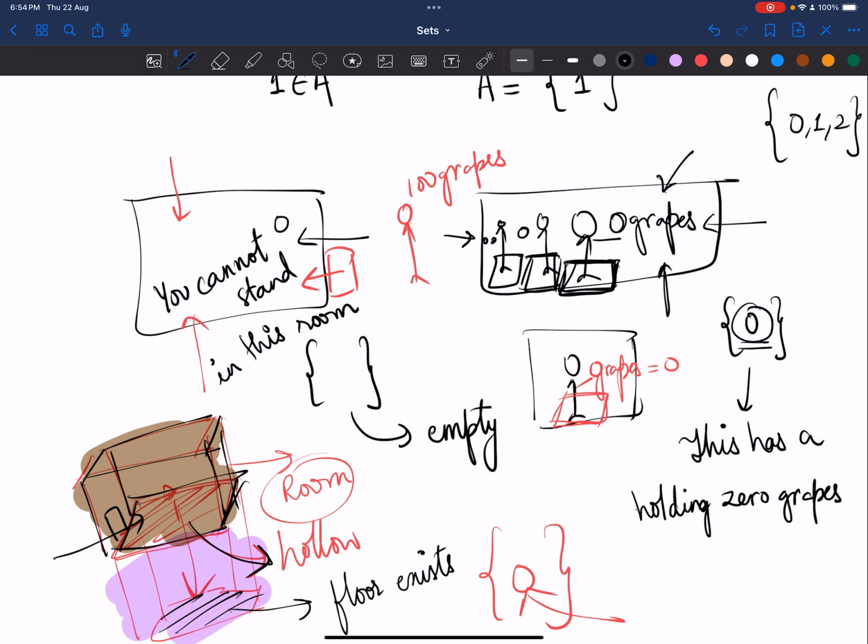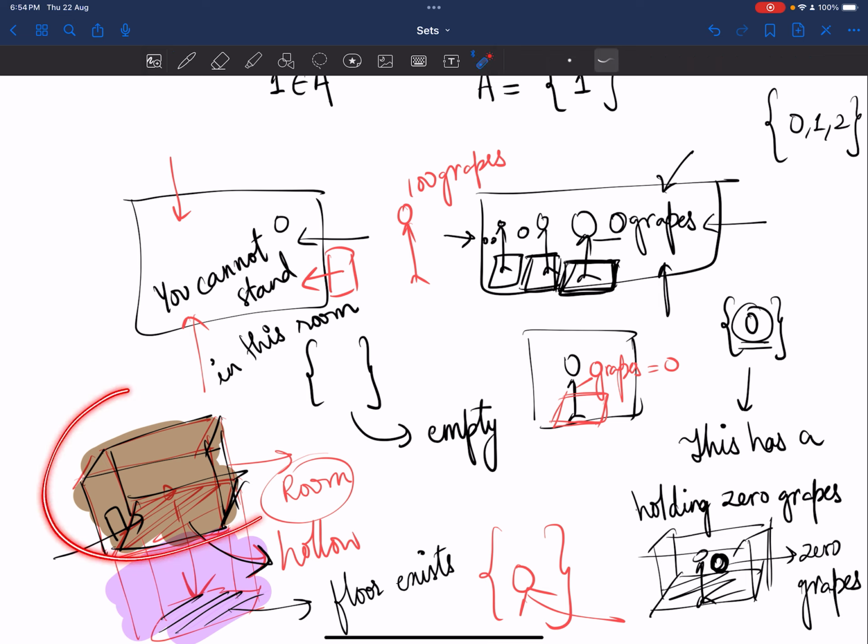So a room with actually a man holding 0 grapes actually has a floor, and there's a guy holding 0 grapes. Like, no grapes at all. It's not a grape. This circle, I meant 0. Like, 0 grapes. That's what I'm trying to say. Which is obviously different from this room, which doesn't have a floor.